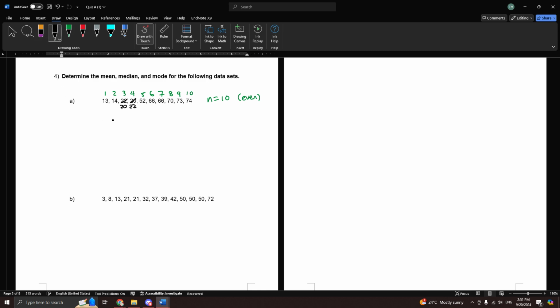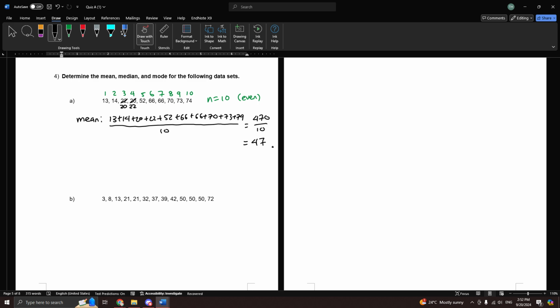All right. So let's go for our mean first. We're going to take all these numbers and add them together. We're going to take 13 plus 14 plus 20, and add all these together. And we're going to divide by the amount of numbers we're adding together. So our n, in this case, is 10. And that's going to be 470 over 10, right? And that's just going to lead me to 47.